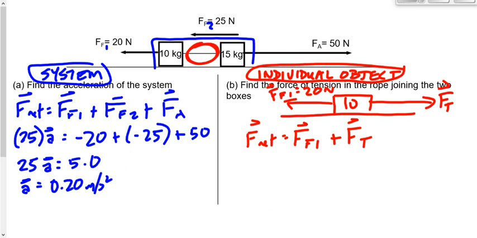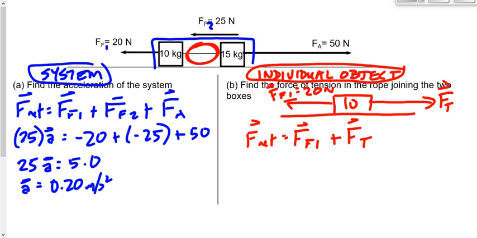Yep. Good. It's not directly on the 10. It's acting on the system, and if you were analyzing the 15, it would be acting directly on the 15. Okay, but it's not acting directly on the 10. Same with the force of friction 2. It's acting directly on the 15, and we can consider that to be on the system as well, but it's not acting directly on the 10 kilogram object. Question? Okay.